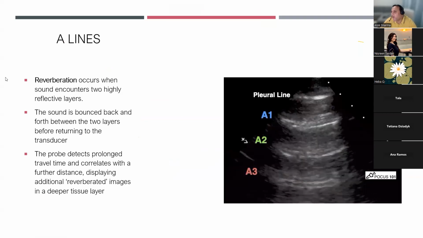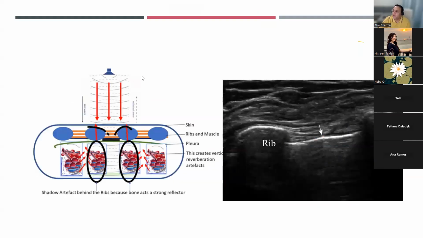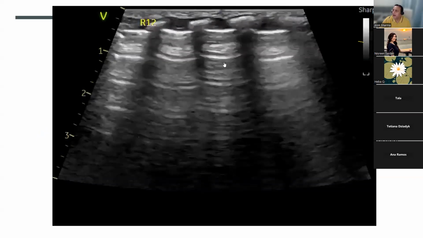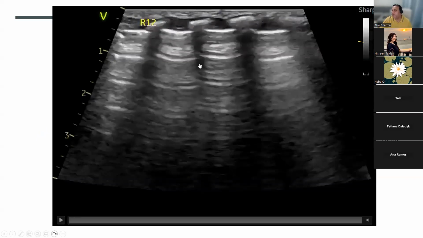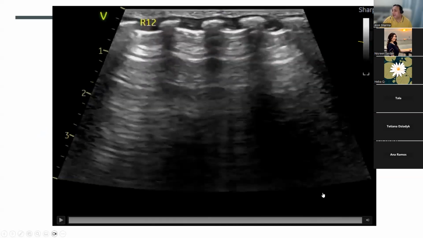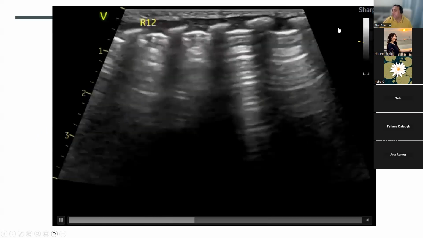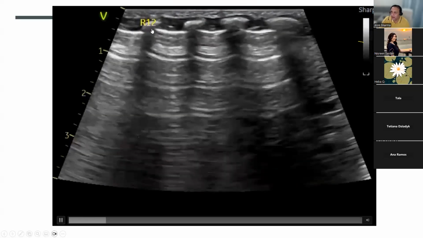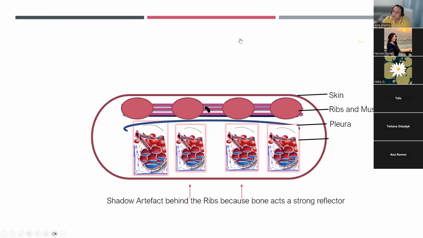Now, the reason I want to show you this before I move to B lines is, can you see the difference between probe use? When I talk about using a probe over here, I'm using a linear probe, and if you look at the footprint, it's massive. I can see such a large area of the lung. I can see the pleura clearly sliding. This is the whole pleura of the right anterior region.